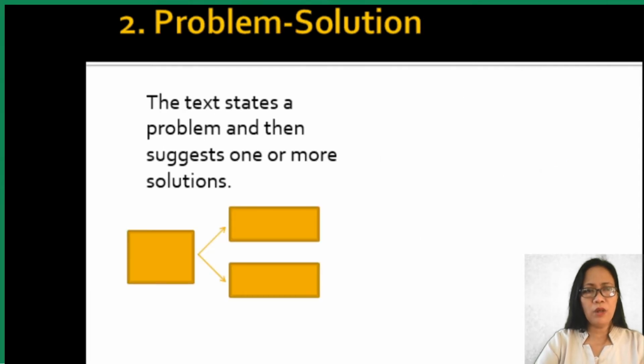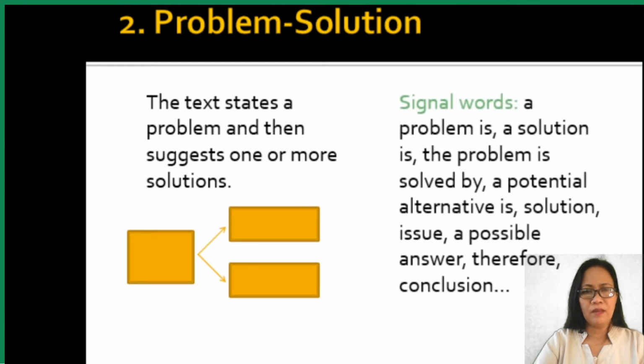The second one is the problem solution. The text states a problem and then suggests one or more solutions. We use the signal words a problem is, a solution is, the problem is solved by, a potential alternative is, solution, issue, a possible answer, therefore, and conclusion.